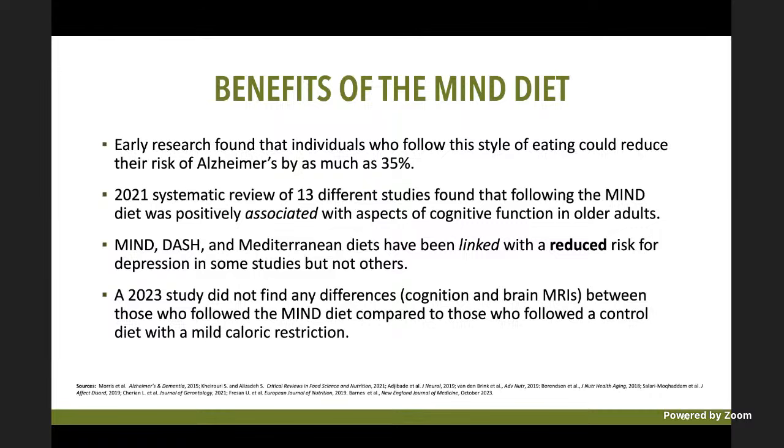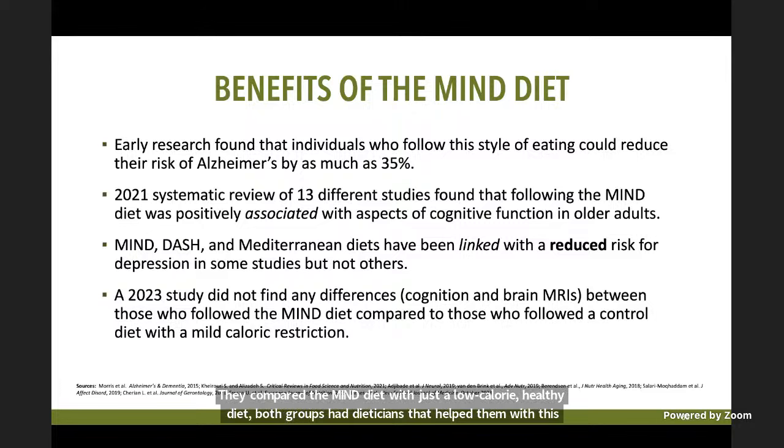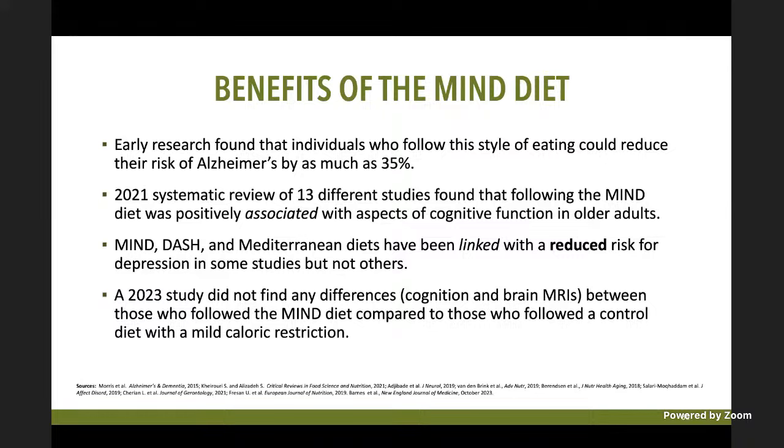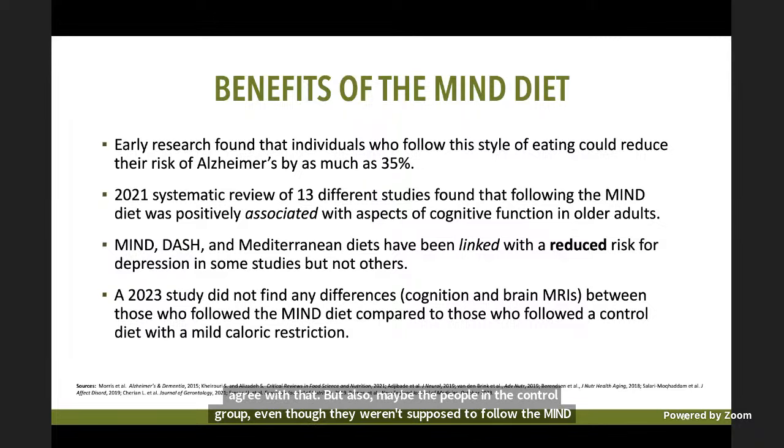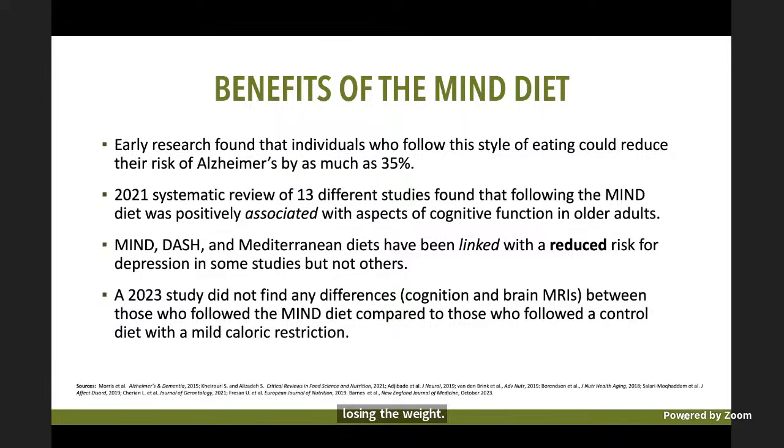Now, some people are going, well, does that mean the MIND diet didn't work? One of the researchers who presented these results at a recent professional meeting commented that the control group had access to a dietitian on a regular basis, and they improved their diets. So what they're thinking is 1-3 years is probably not long enough, and I would agree with that. But also, even though the control group weren't supposed to follow the MIND diet, I would suspect they probably adopted some aspects of it just by consuming a low calorie diet and losing the weight. And so there were some benefits. And the researchers behind the MIND diet have said you don't have to follow it whole hog. If you follow it to some extent, you're going to get some benefits.